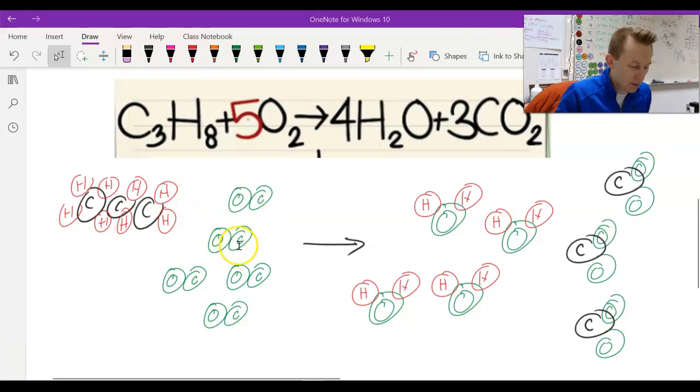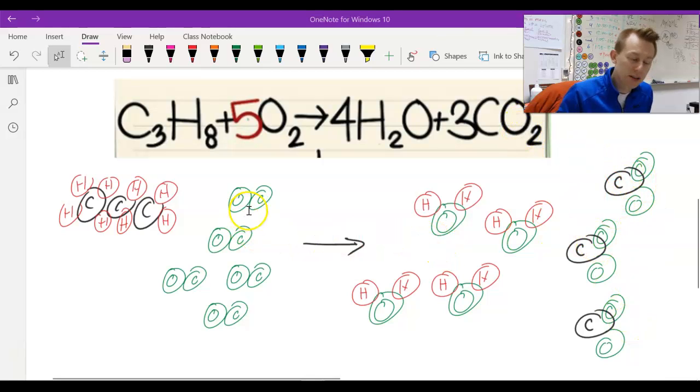Now these collide, they rearrange, they break bonds, they form new ones. See, I've got 3 carbons here, I've got 3 carbons over there. So these are just colliding to rearrange to make something new. So I've got 4 H2Os, 1, 2, 3, 4. And in each molecule, I've got 2 hydrogens and 1 oxygen. 3 CO2s, so 1, 2, 3 of those. And then in each molecule, I've got 2 oxygens and 1 carbon.